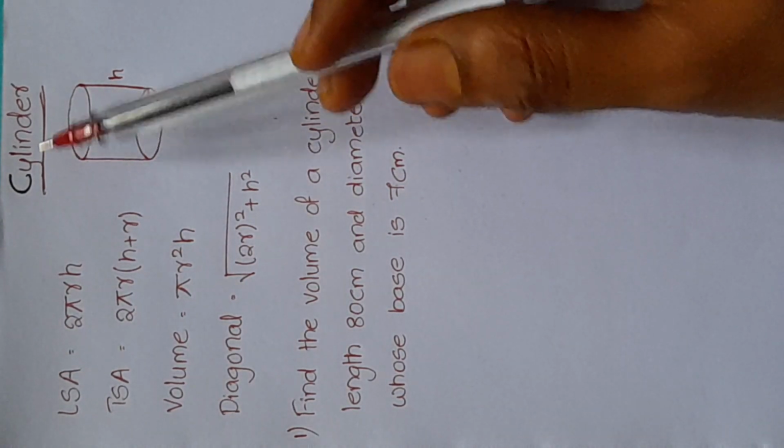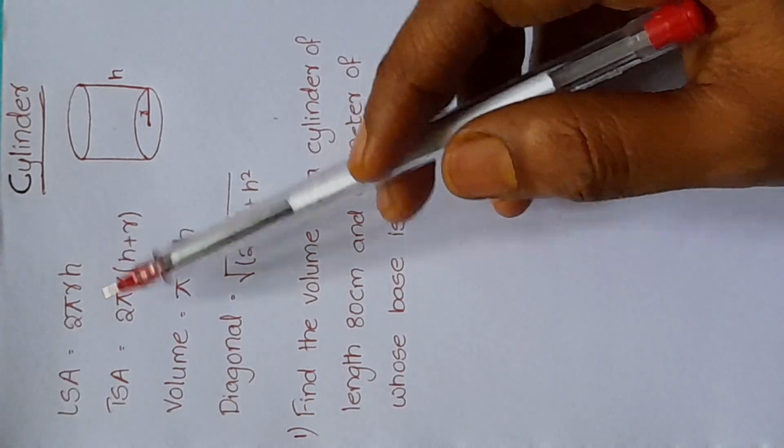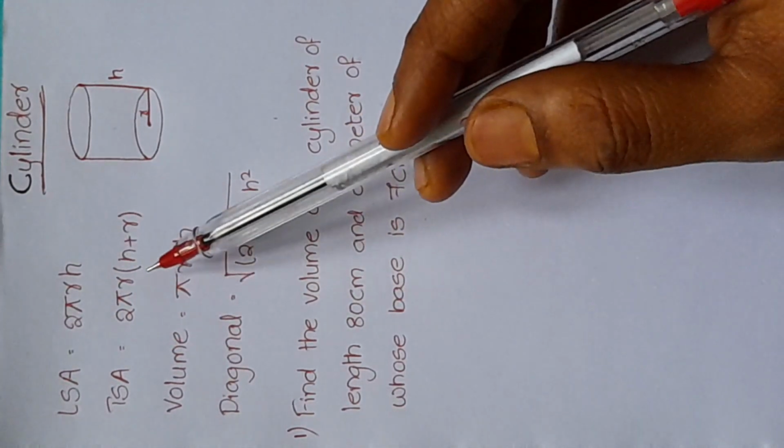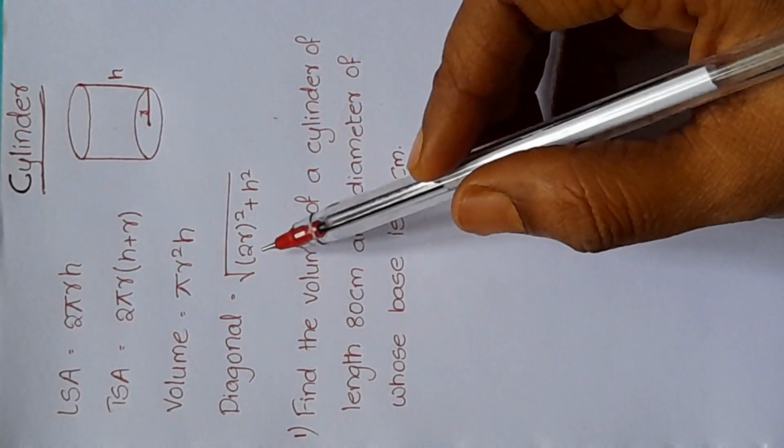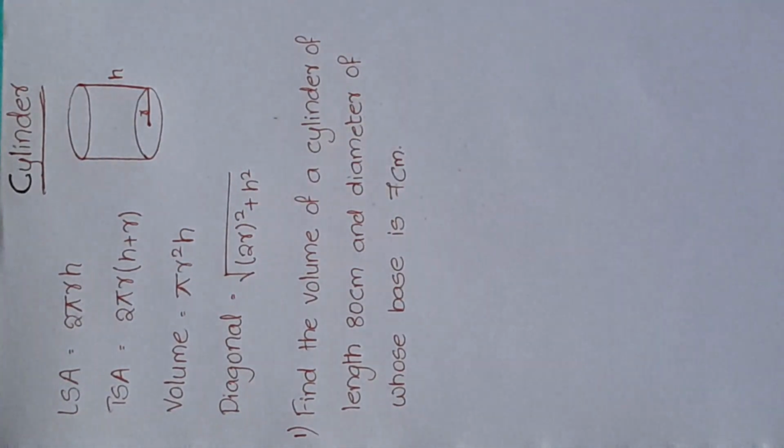Today our topic is cylinder. The lateral surface area is 2 pi r h. Total surface area is 2 pi r into (h plus r). Volume is pi r square h. Diagonal is root of diameter square plus height square.